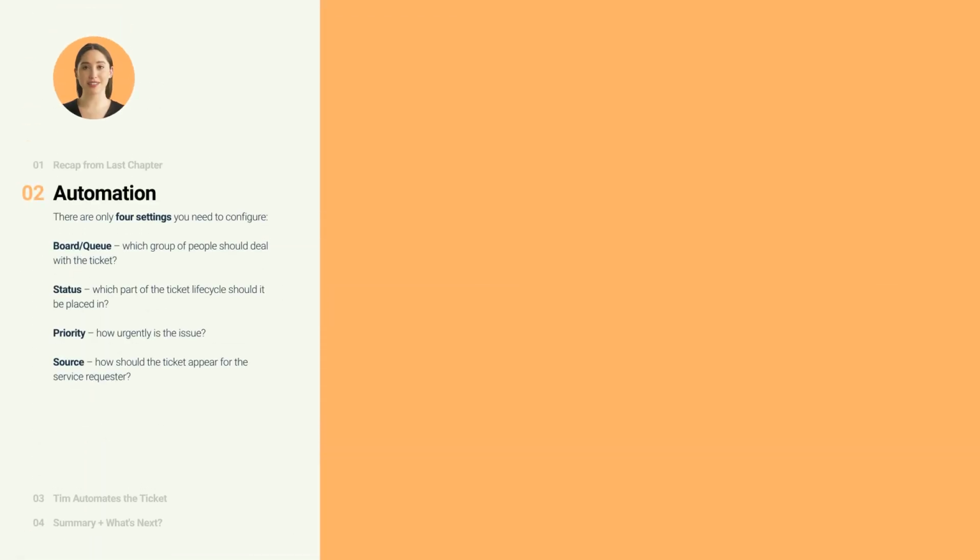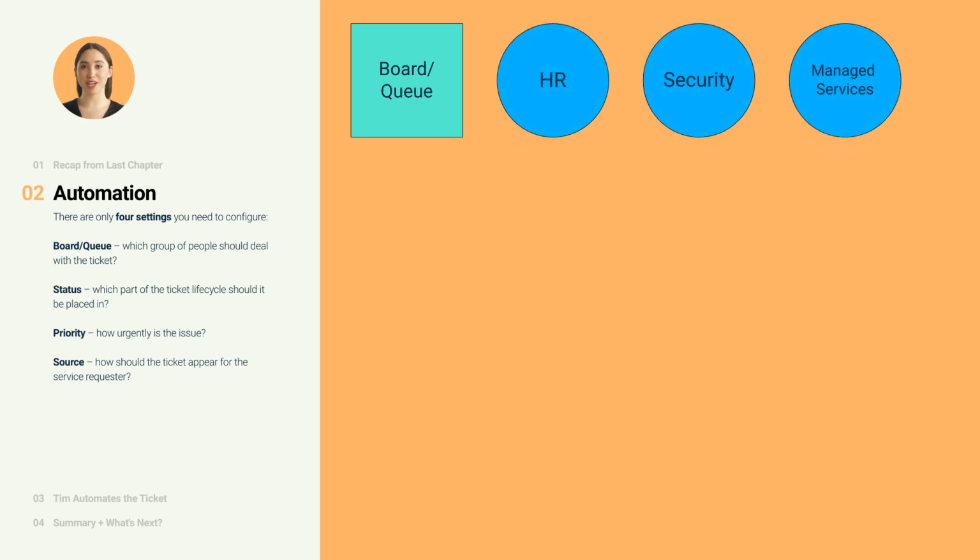There are only 4 settings you need to configure. First, the board setting, which is also known as queue. Here you ask yourself, which group of people should deal with the ticket. It configures the allocation of the ticket to a particular team user group to deal with. You can configure user groups prior. Learn more about this in the admin portal course. And then here you can allocate certain RTIs to them, so that after a service requester fills out the relevant form, the tickets will be given to the most appropriate people to deal with.